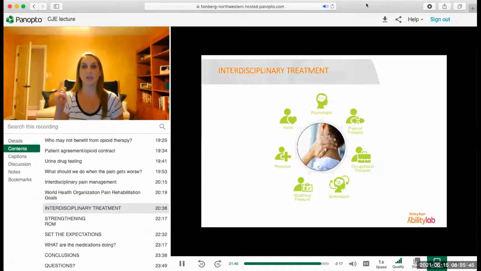A lot of times when they don't move, they get more pain, and then they try to move, they get more pain, so they do less. They get stuck in a vicious cycle. So we want to break that cycle, but teach them how to pace.